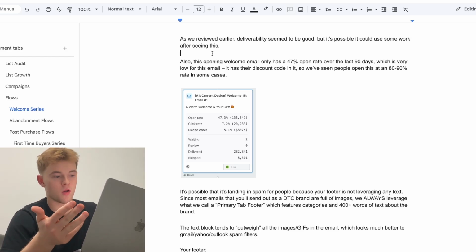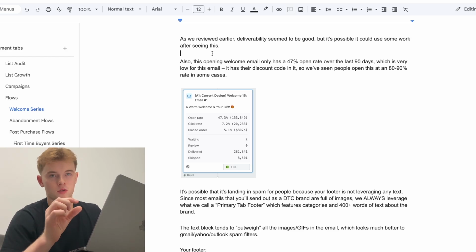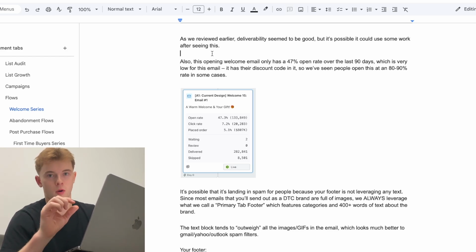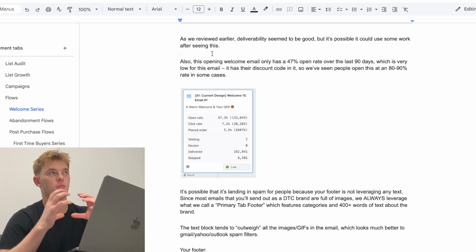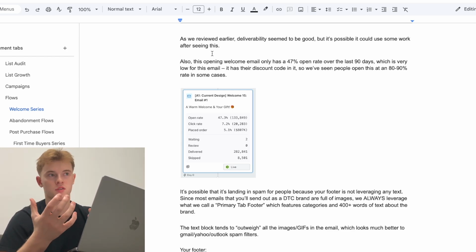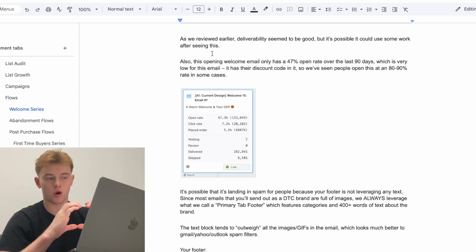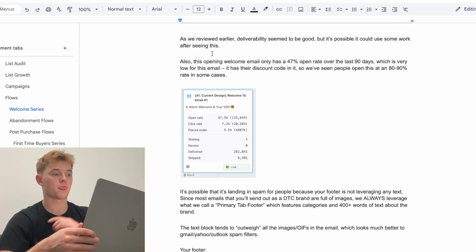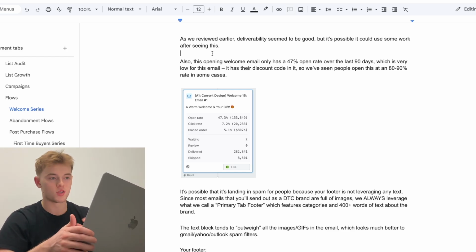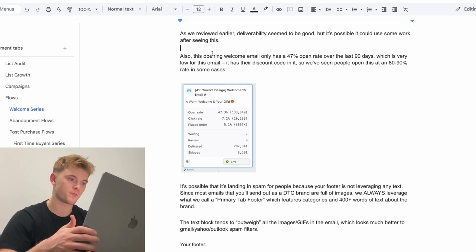So the reason that's an issue is because when you send emails to people, Gmail, Yahoo, Outlook, Hotmail, whatever it is, they have spam filters, and there's something called promotional percentage, all right? Promotional percentage is essentially how much of your email is images versus text. And when you use a big block of text, like 400 to 500 words, which we do, and we put it in our footers, that outweighs the images of the email, and it looks a lot better to the spam filters. So it's something we always incorporate across all of our clients.